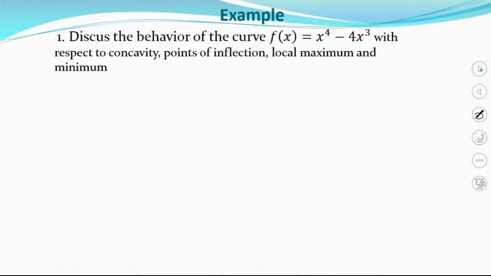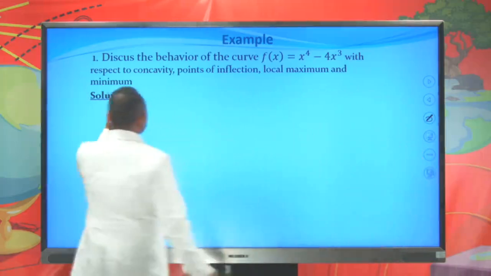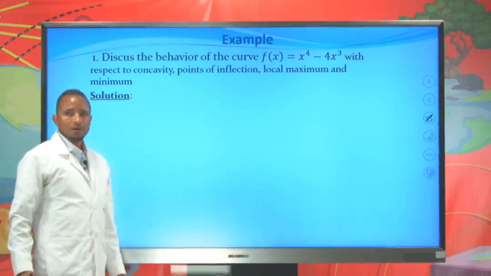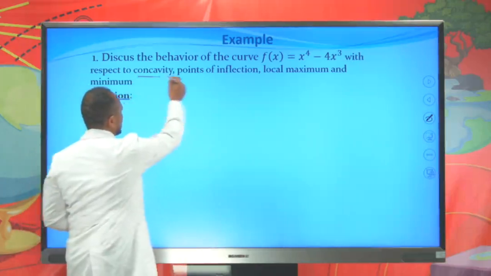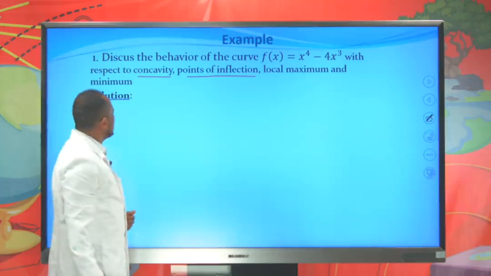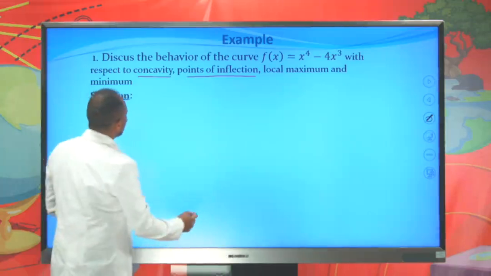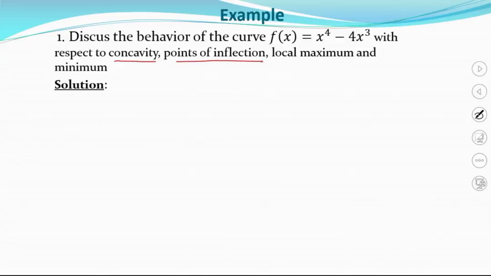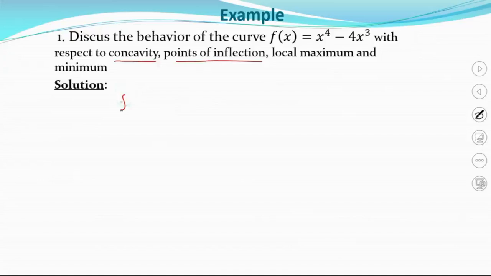Now let's see an example. Discuss the behavior of the curve f of x equals x to the power of 4 minus 4x cubed with respect to concavity, points of inflection, and local maximum and minimum values. Now let's do this question together. To find the concavity interval, we need to find the second derivative of this function and its sign.